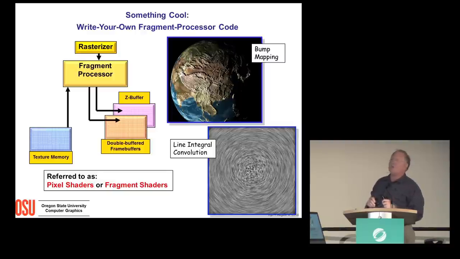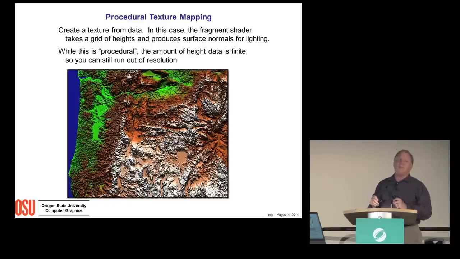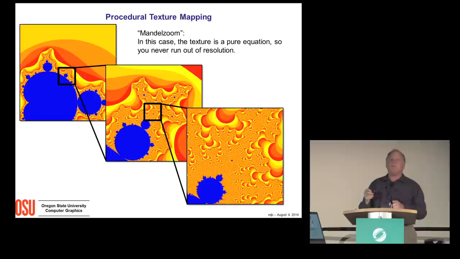The fragment processor really can do neat stuff. And one of the cool things that goes on in graphics now is you can put your own code there. You can write your own code and drop it into the fragment processor. Here's the Mandelbrot set. You can put the Mandelbrot set equation in there and go zoom in on it. That's kind of fun.